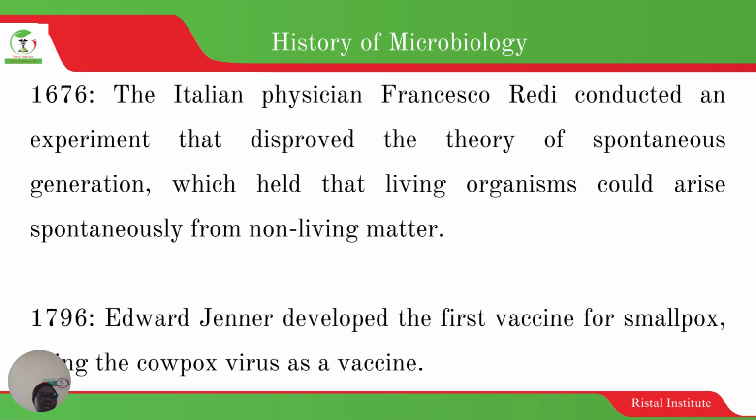Then in 1796, there was also another scientist. His name was Edward Jenner. Edward Jenner developed the first vaccine for smallpox, and this smallpox vaccine was developed from a cowpox virus. Smallpox was a deadly disease in years back, which was later on eradicated with the help of the smallpox vaccine.